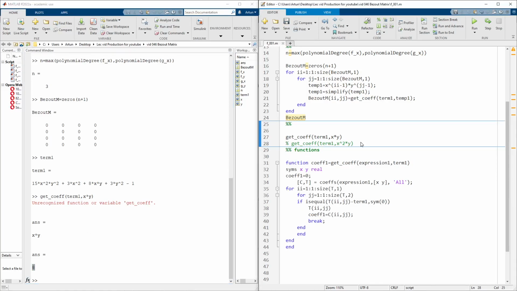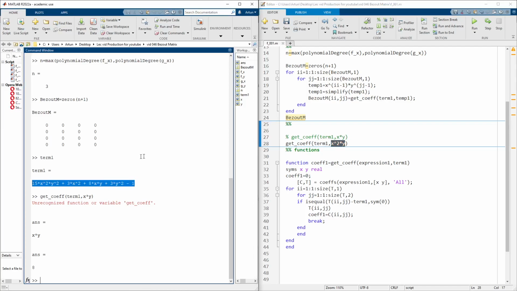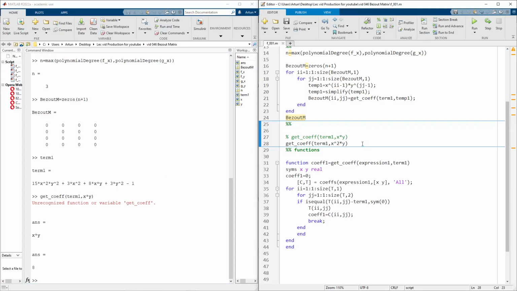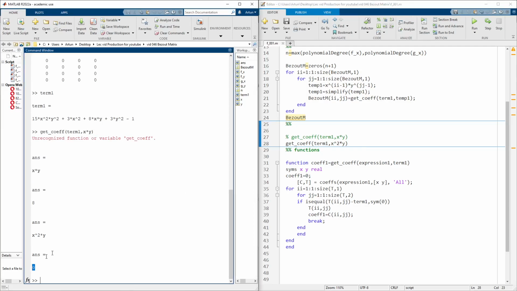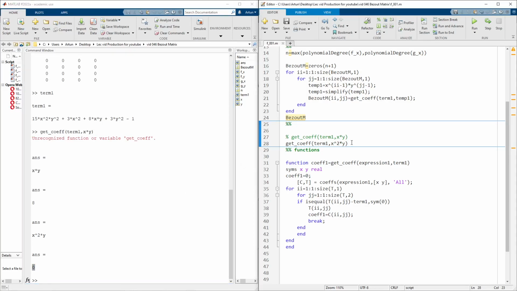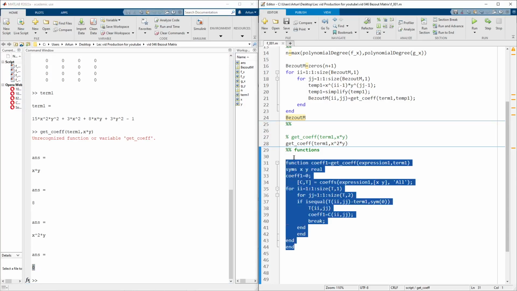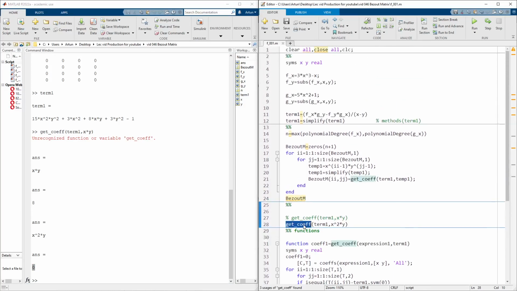So let's try to get the coefficient of this term. Let's look at this expression. x squared times y. We have x squared, we have x times y, we have y squared, but we don't have any x squared y. So what we should get is 0. Let's run it as a section, and the answer is 0. That's great. You kind of get the feeling that at least it's working properly. So this is the function we use. Now just run it.